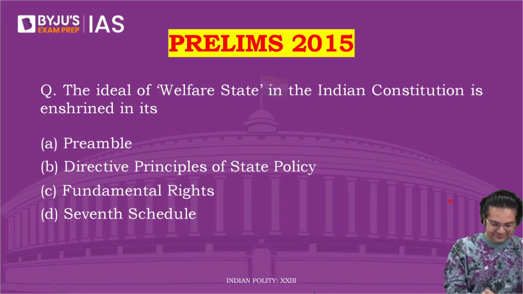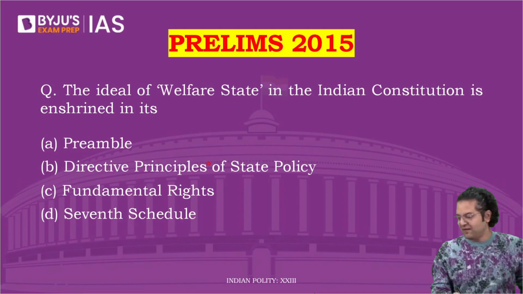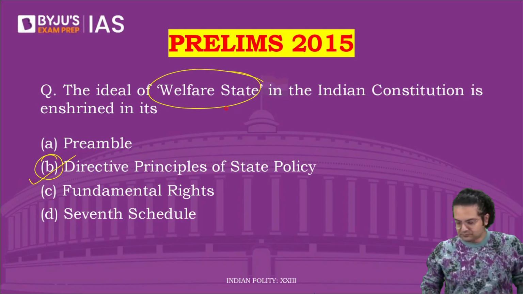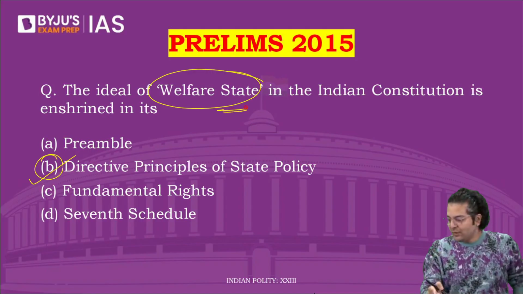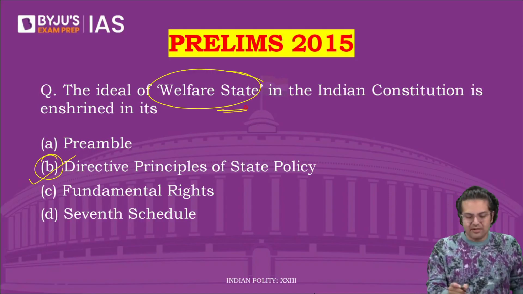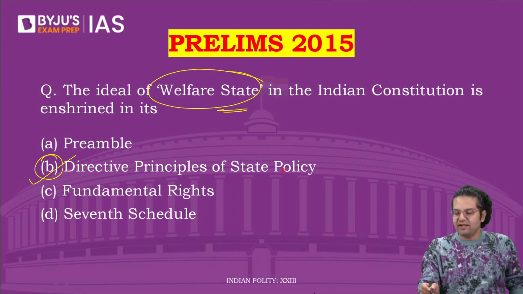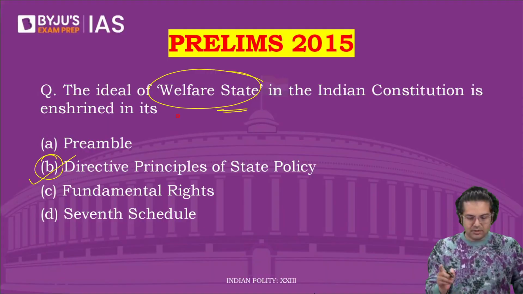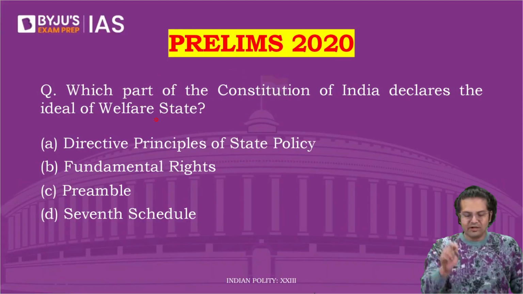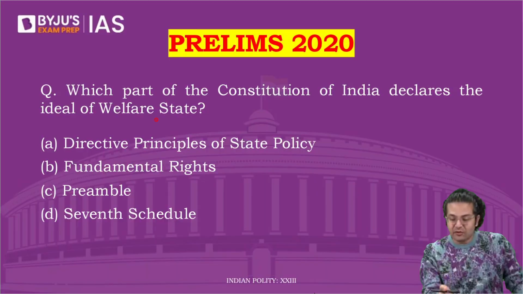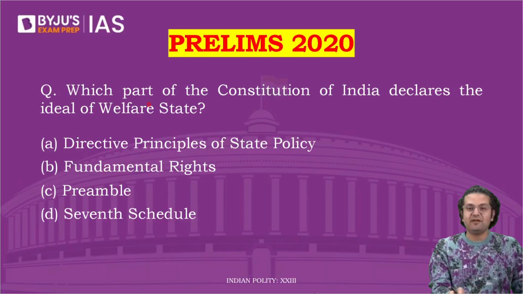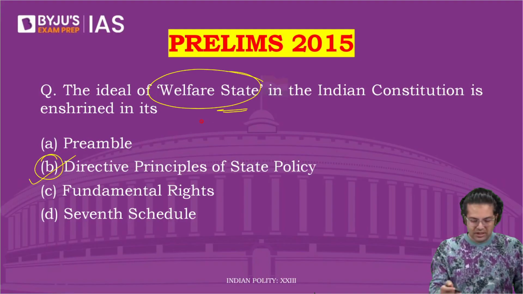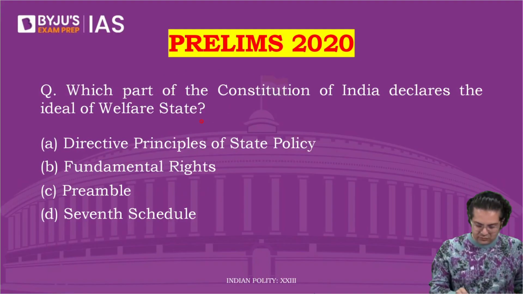Reached the milestone of 95%. Welfare state. So look at this. In 2015, they asked this question: The ideal of welfare state in the Indian Constitution is enshrined where? DPSP. After 5 years, look at this. Which part of the Constitution of India declares the ideal of welfare state? What nonsense is this? Active, passive they are doing. Anyway, mark the answer for this question also.